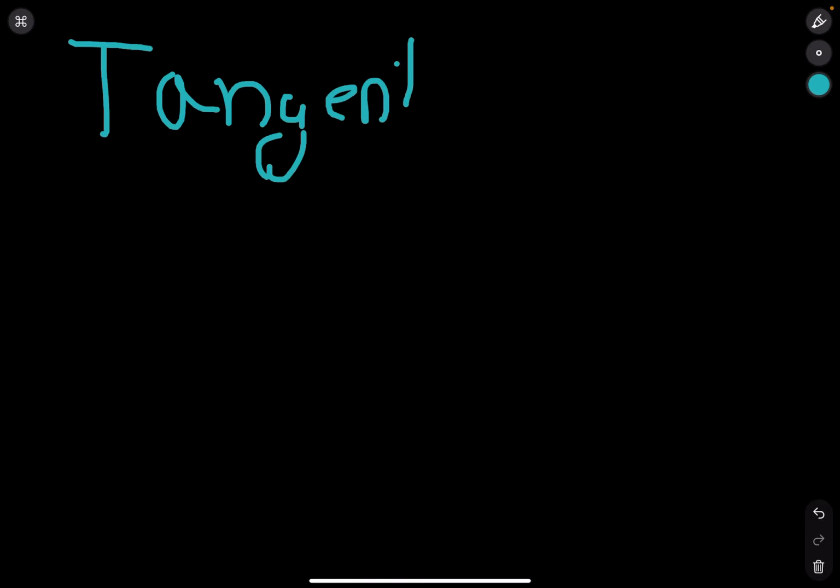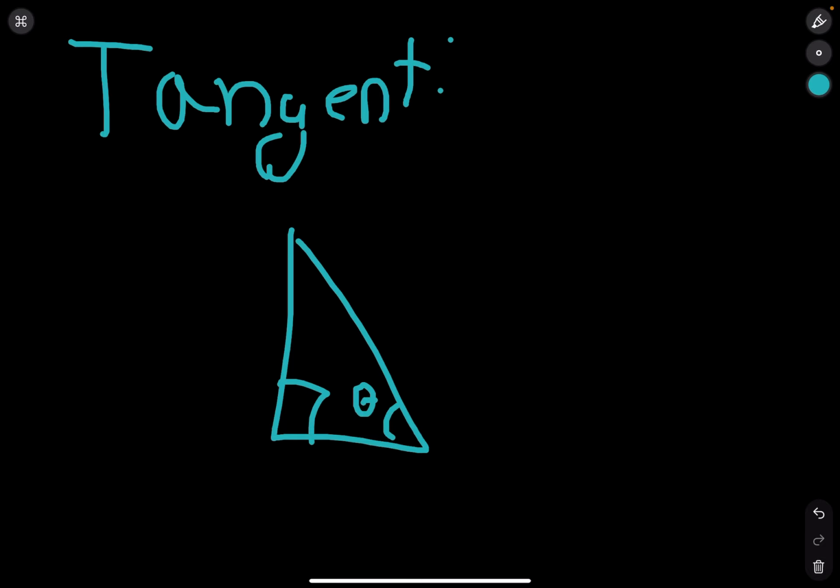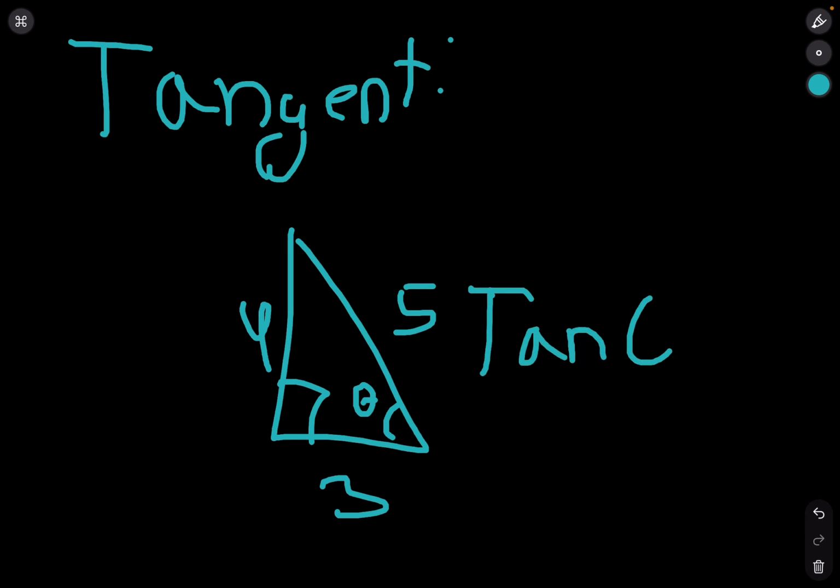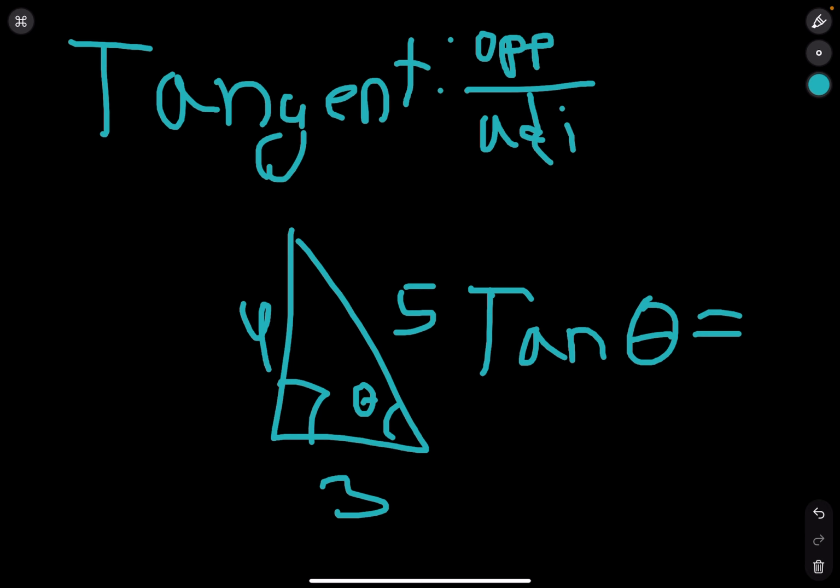I'm going to draw the same triangle, theta. Put 4, 3, 5. Tangent is a little different than the rest because it doesn't include hypotenuse, but it does include adjacent and opposite. So let's find the tangent of theta. Now, tan is short for tangent, and this is opposite over adjacent. Sorry, that does not look good at all. Sorry about that.